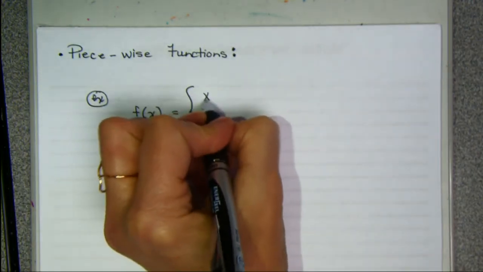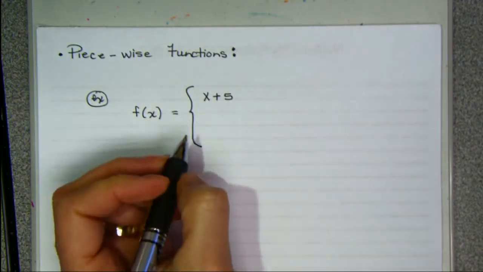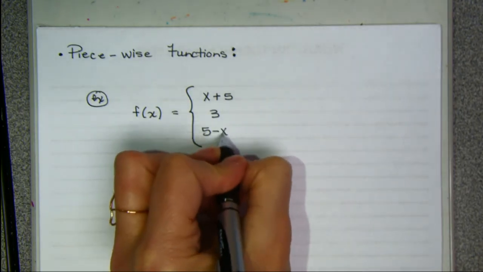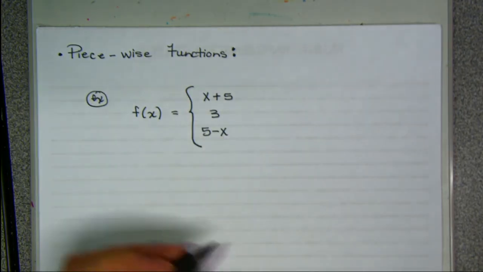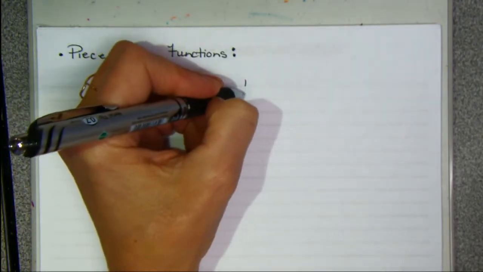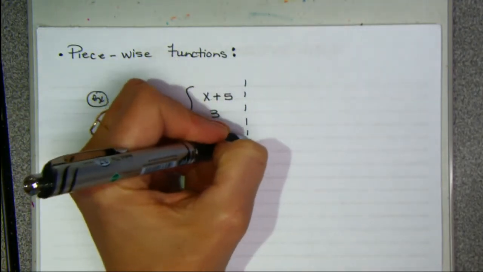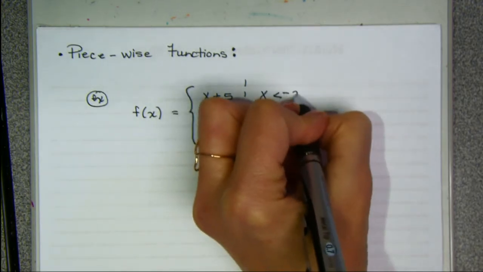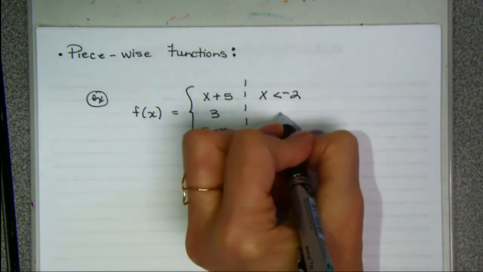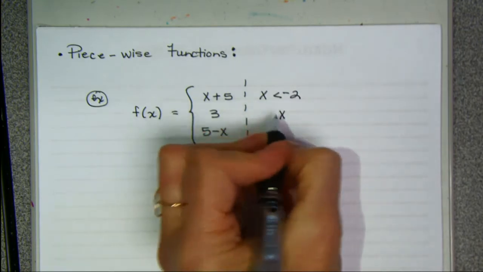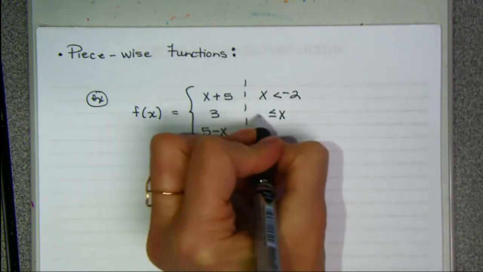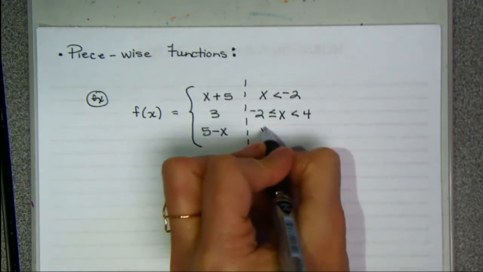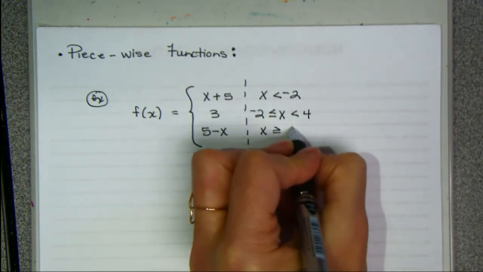It's going to say x plus 5, 3, 5 minus x, and then it's going to give you some restrictions. x is less than -2. x is greater than or equal to -2 but less than 4. And x is greater than or equal to 4.